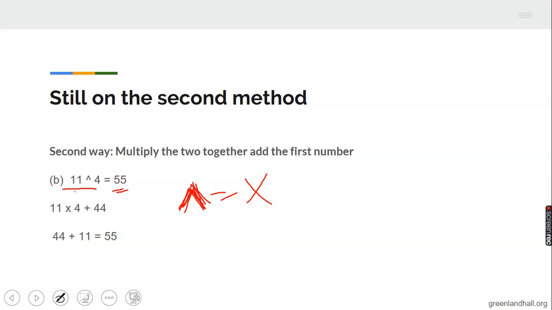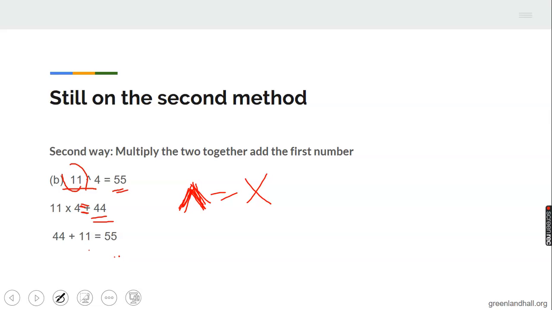Now we say 11 times 4. That gives you what? 44. So, sorry, this is supposed to be equal to, it gives you 44. Now you have your 44 here. What is the next thing you do? You add the first figure to the answer. So 44 plus 11 will give you 55.